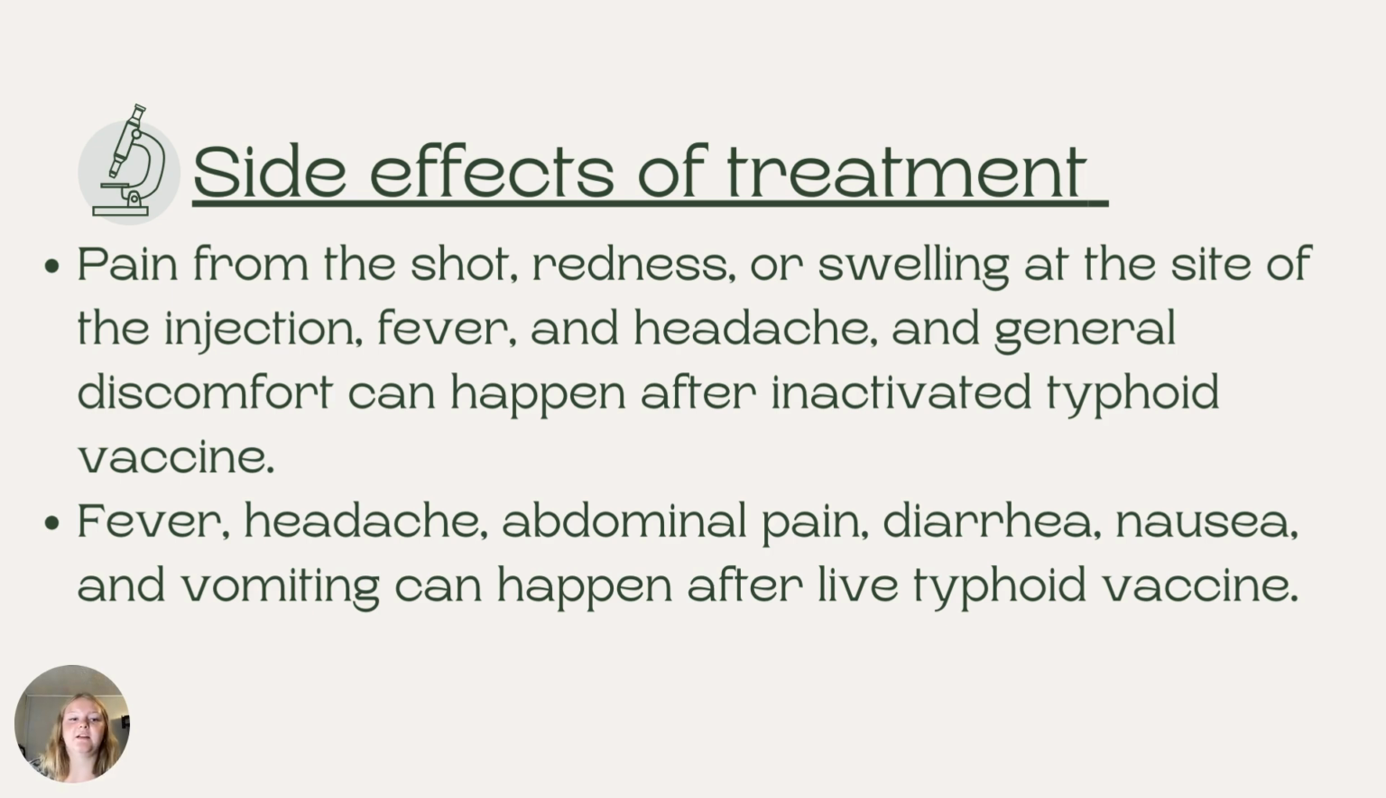So side effects of treatment. If you get a vaccine for it, you have the general types of side effects from a vaccine, like pain from the shot, redness, and swelling at the injection site. You could get a fever if you're starting to reject it, a headache, just general discomfort, with the inactivated typhoid vaccine. Now, if you get the activated typhoid vaccine, you could get the fever, the headache, the abdominal pain, the diarrhea, the nausea, and vomiting.